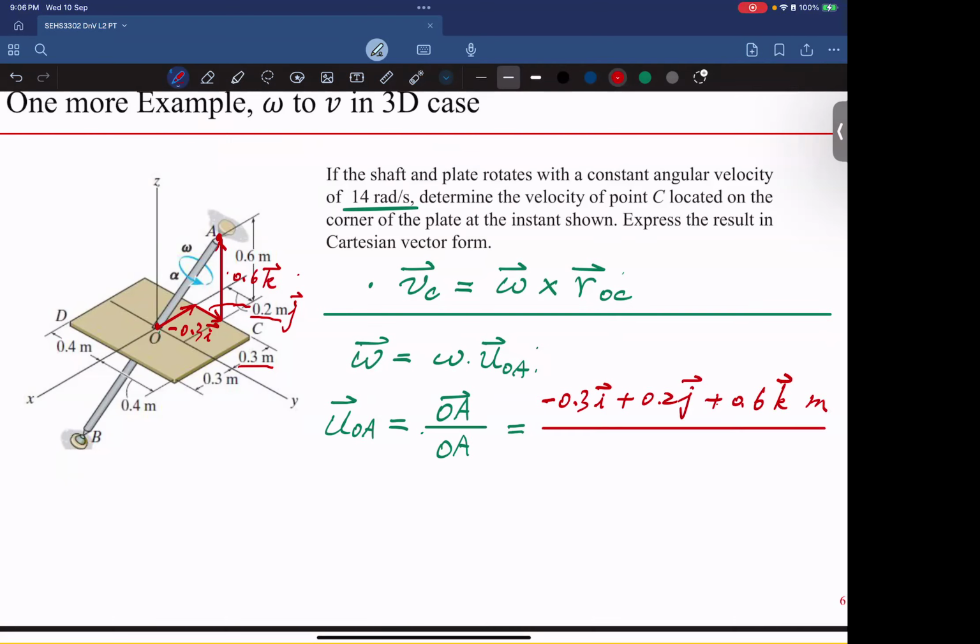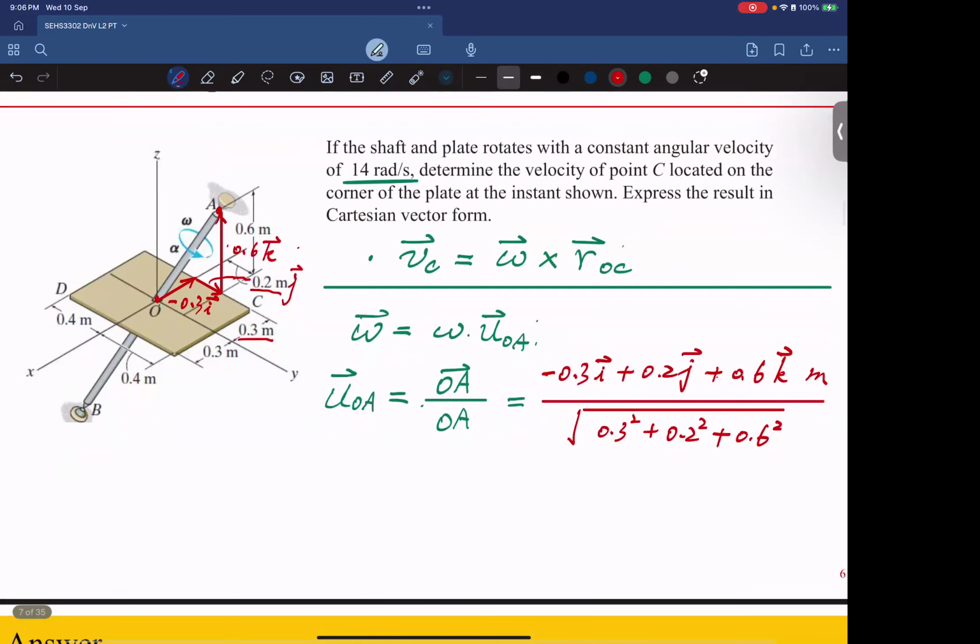over the square root of 0.3 squared plus 0.2 squared plus 0.6 squared. After calculation, we get the unit vector. This is also in meters, and the meters can be eliminated here.